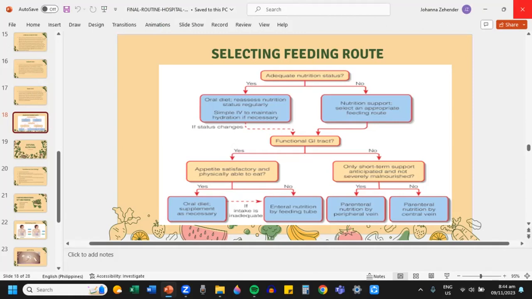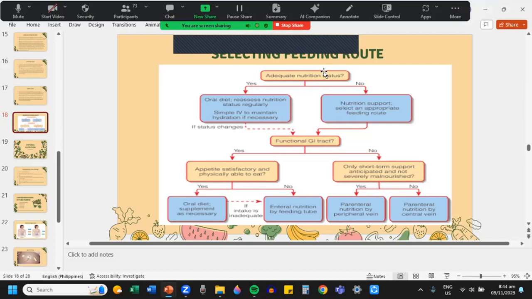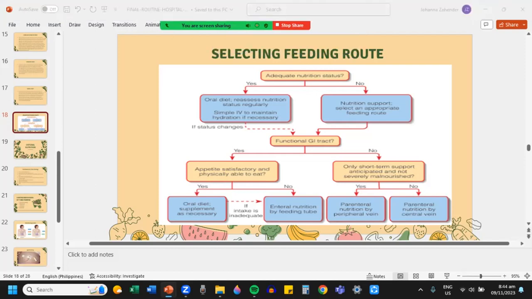So if the status changes, you have to check whether or not nag-function ang GI tract niya. If yes, is the appetite satisfactory and is the patient physically able to eat? Okay, so if yes, oral diet pa rin, but you give supplementations as necessary. Pag no naman, enteral nutrition via feeding tube will be done. So dito magpasok ng nasogastric tube or your NGT.